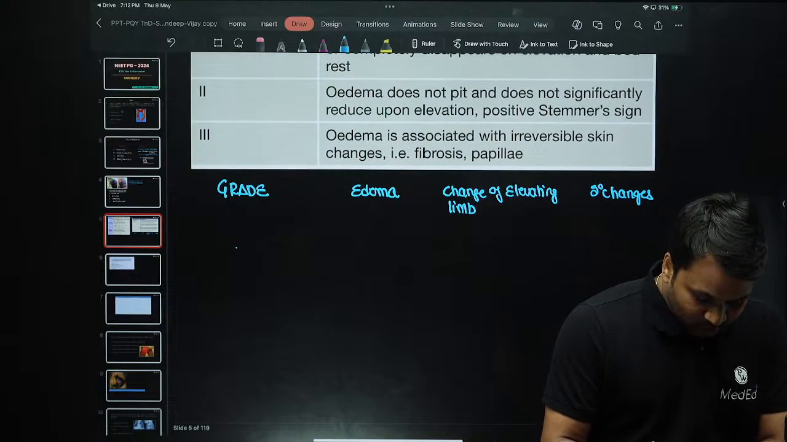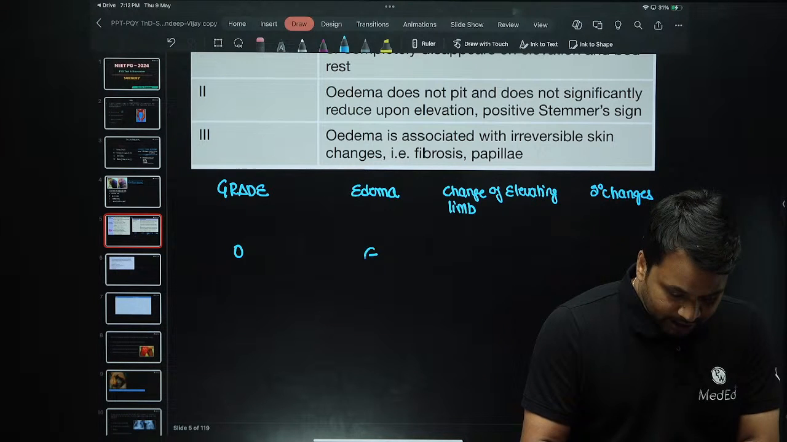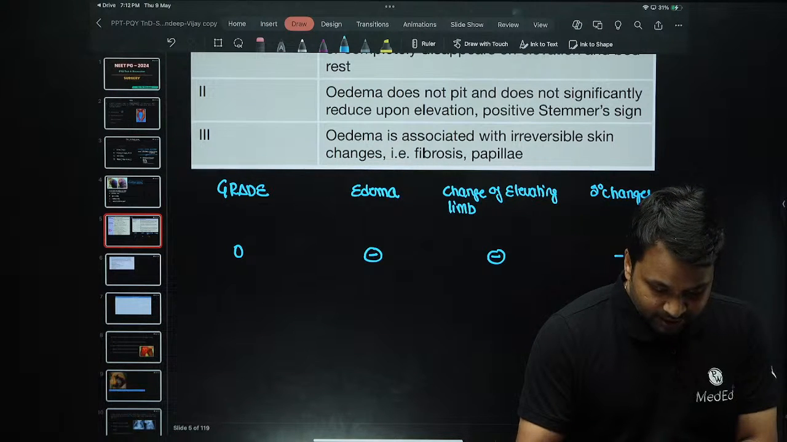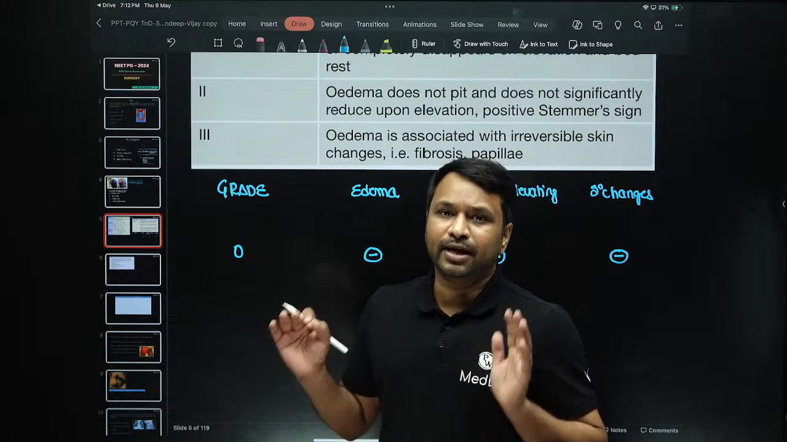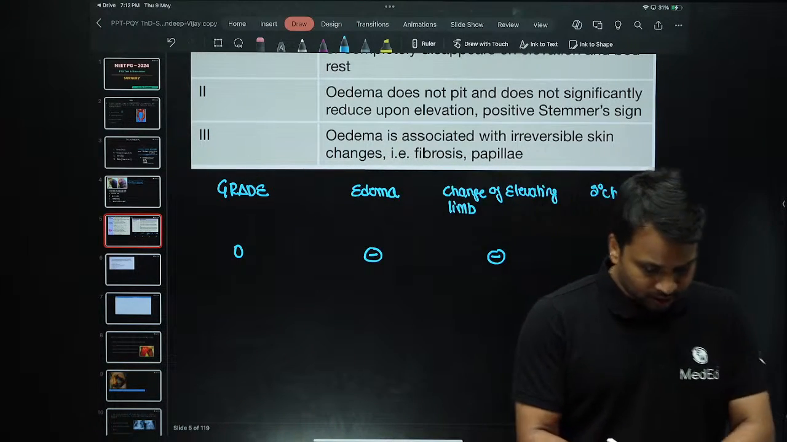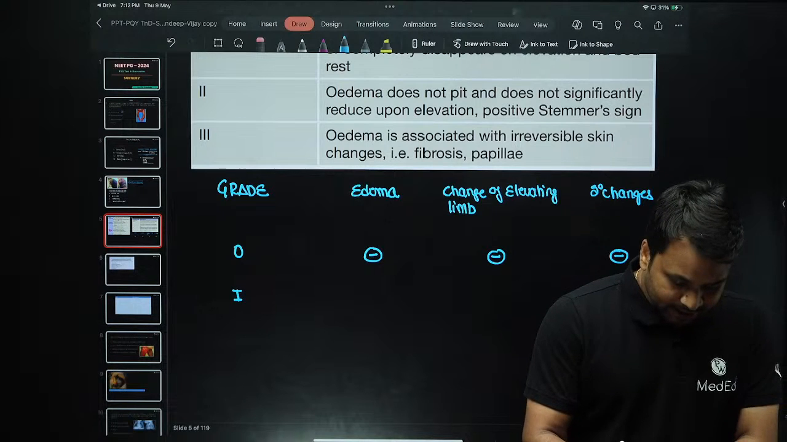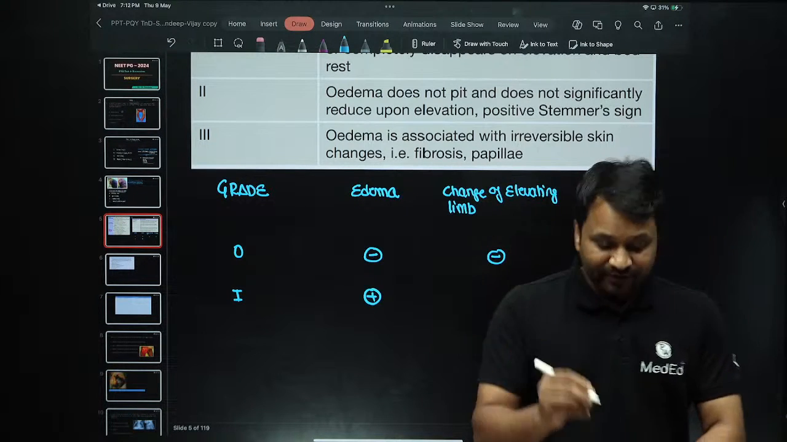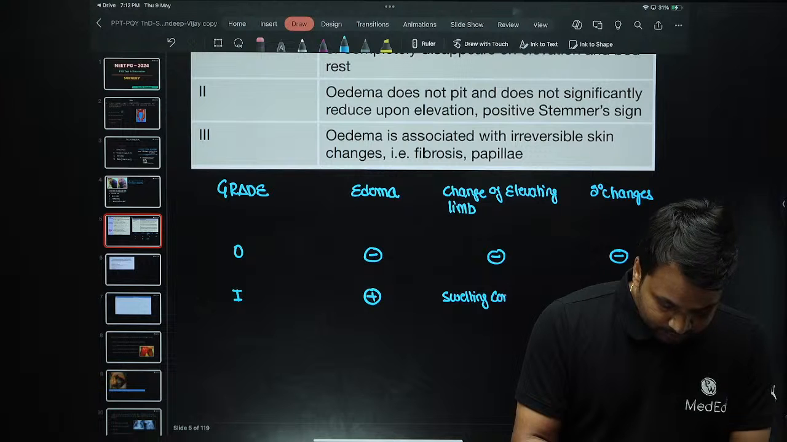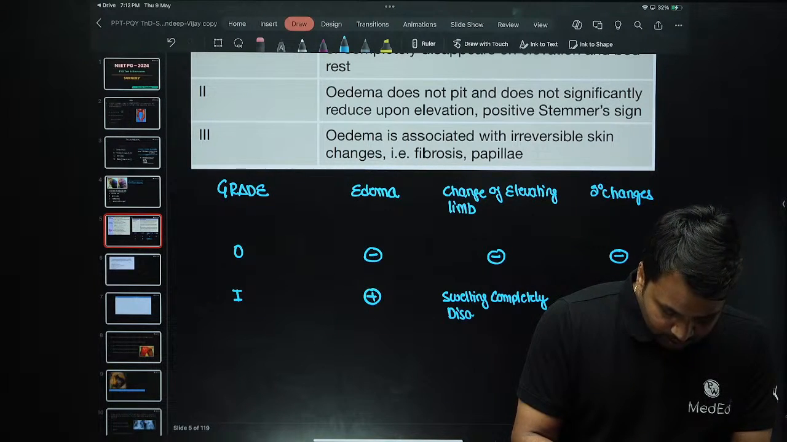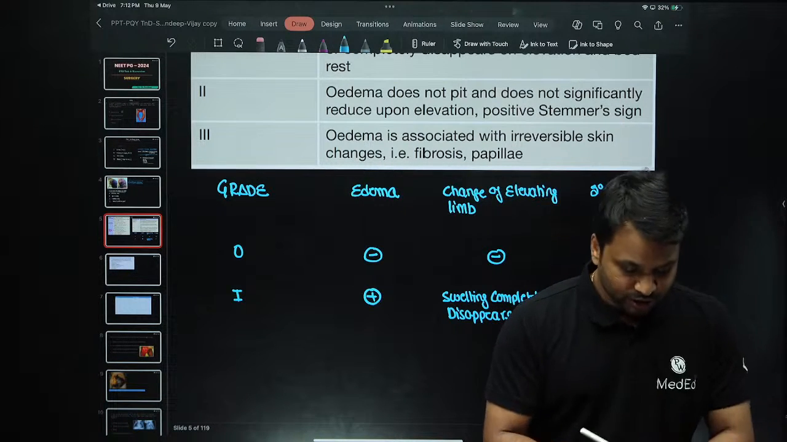So, we have grade 0, which is called latent. There is no edema, nothing happens on elevating the limb, and there are no secondary changes. So, this is basically an interstitial component. It has started to develop, not yet developed. But in grade 1, there is presence of edema. When you elevate the limb, the swelling completely disappears. There are no secondary changes.